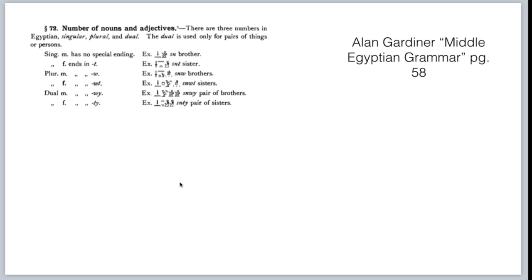So now we're going to go to another scholar. Here's Alan Gardiner from his Middle Egyptian grammar book, page 58. And what does he say about gender and number? He says the same thing. He gives the feminine plural. See, he has singular. I want you to pay attention to this. Singular, then plural, then dual. Not singular, then dual, then plural.